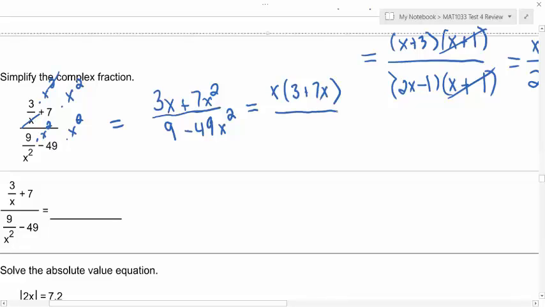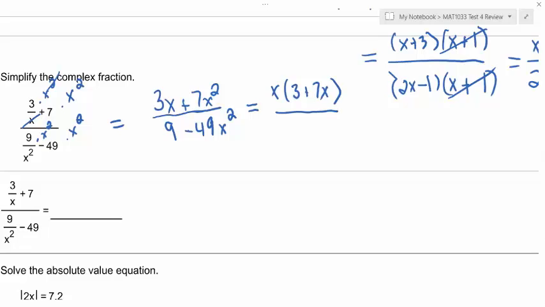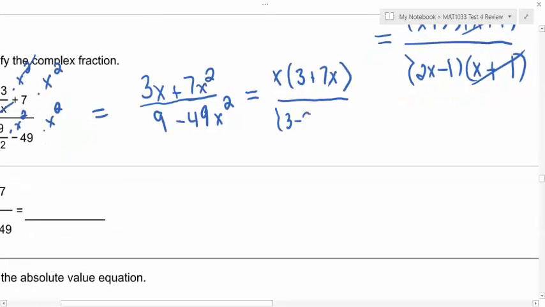And then what can we do to factor the denominator? You can do a 3 minus 7x and a 3 plus 7x. Good. So does anything cancel out? Yep, the 3 plus 7x does. So what is our answer? It's x over 3 minus 7x. Very good.